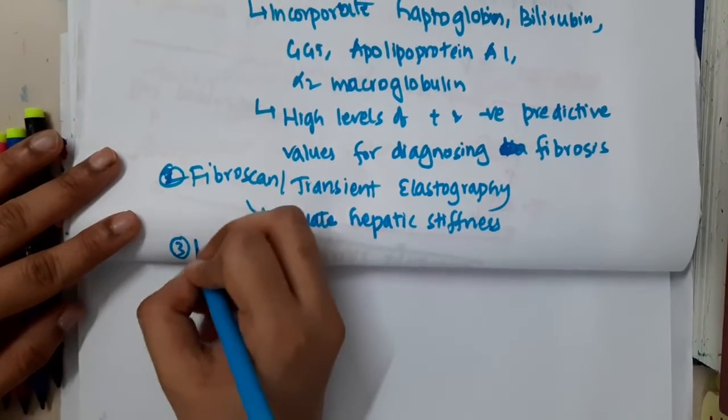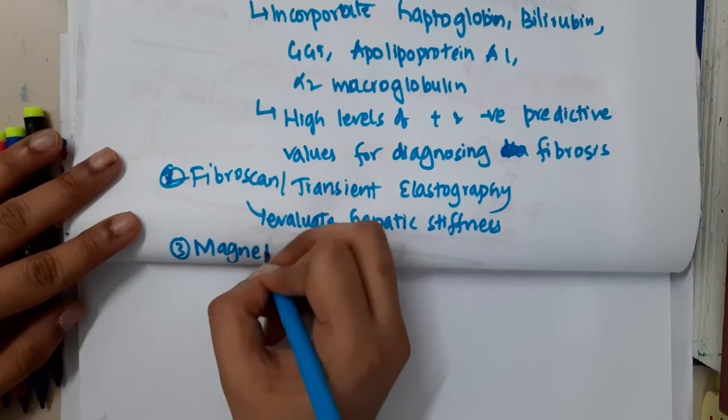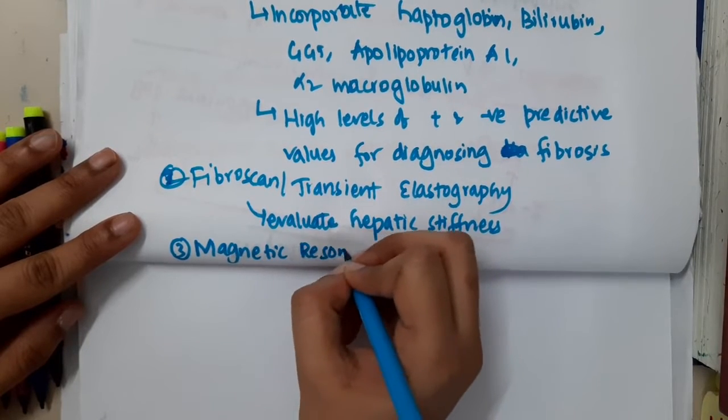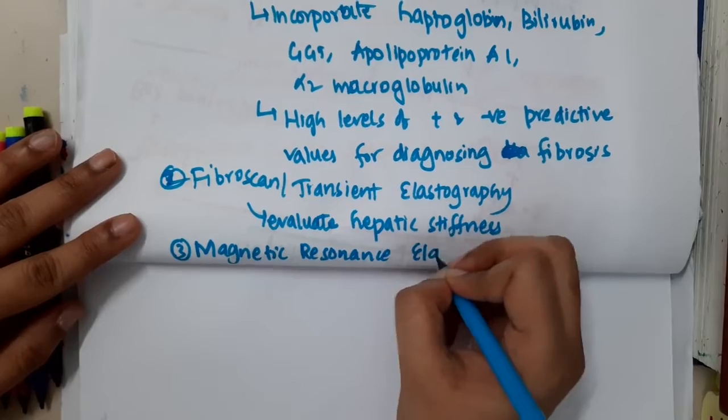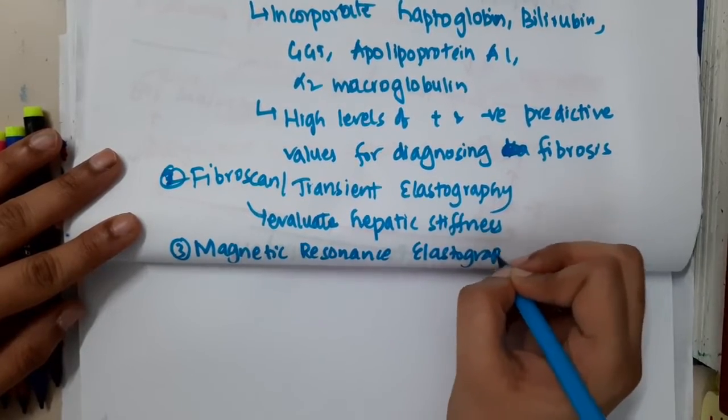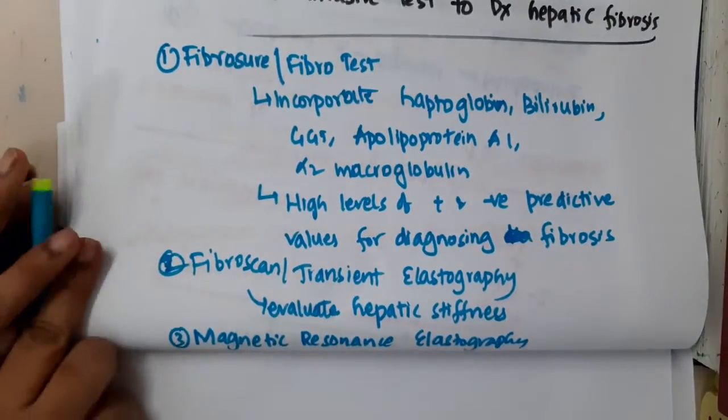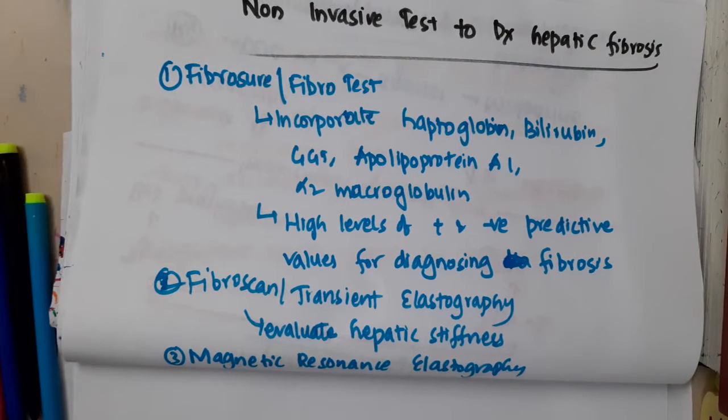Then third, it is magnetic resonance elastography. So these are the main non-invasive tests of hepatic fibrosis.